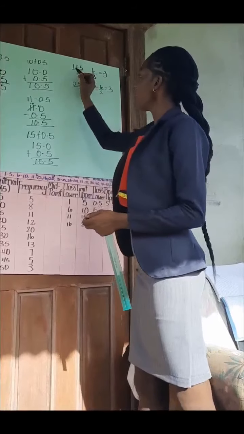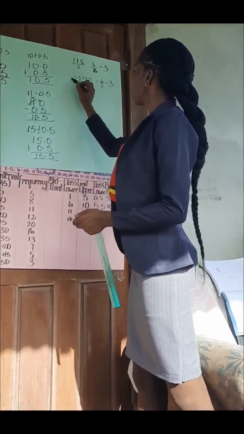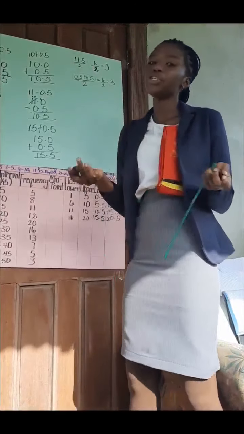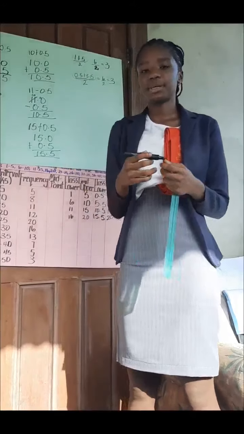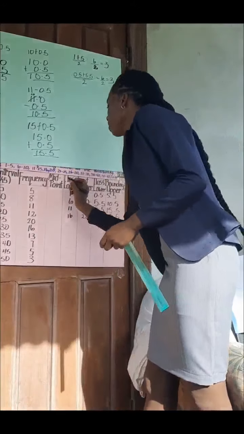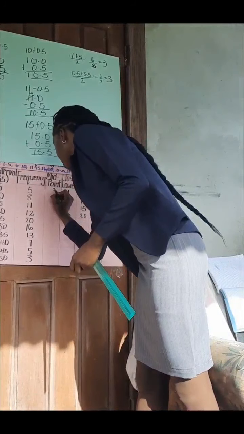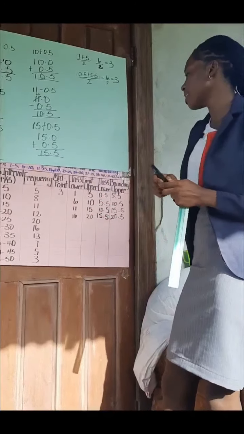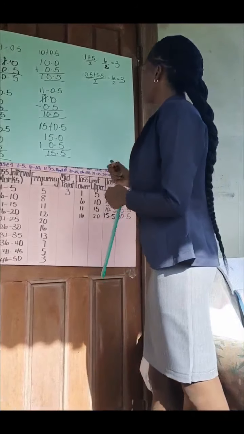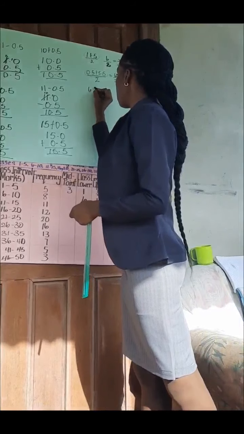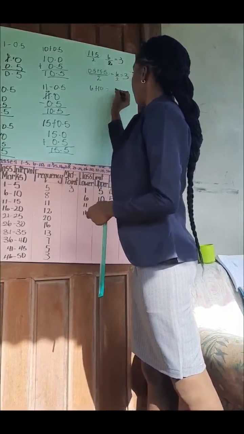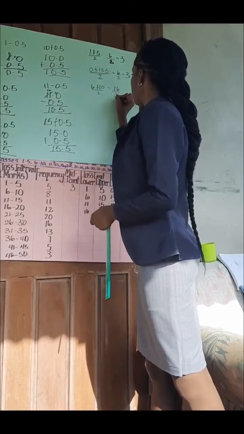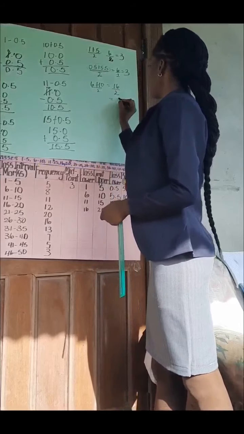So, either the class boundary or class limit you choose to use, you will get back the same answer. So the midpoint of this class is 3. Let's do 6 and 10. So we'll add 6 plus 10 and we'll have 16 divided by 2. And that is going to equal to 8.